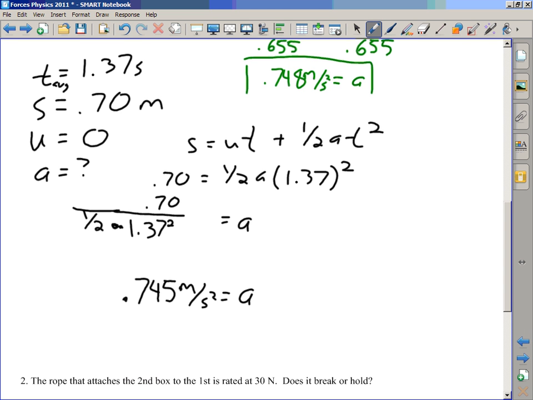So let's check our sig figs. I didn't use my meter stick as accurately as I should have. I only gave myself 2 sig figs from the meter stick. So this would become 0.75 meters per second squared is what my acceleration is. Check it out.